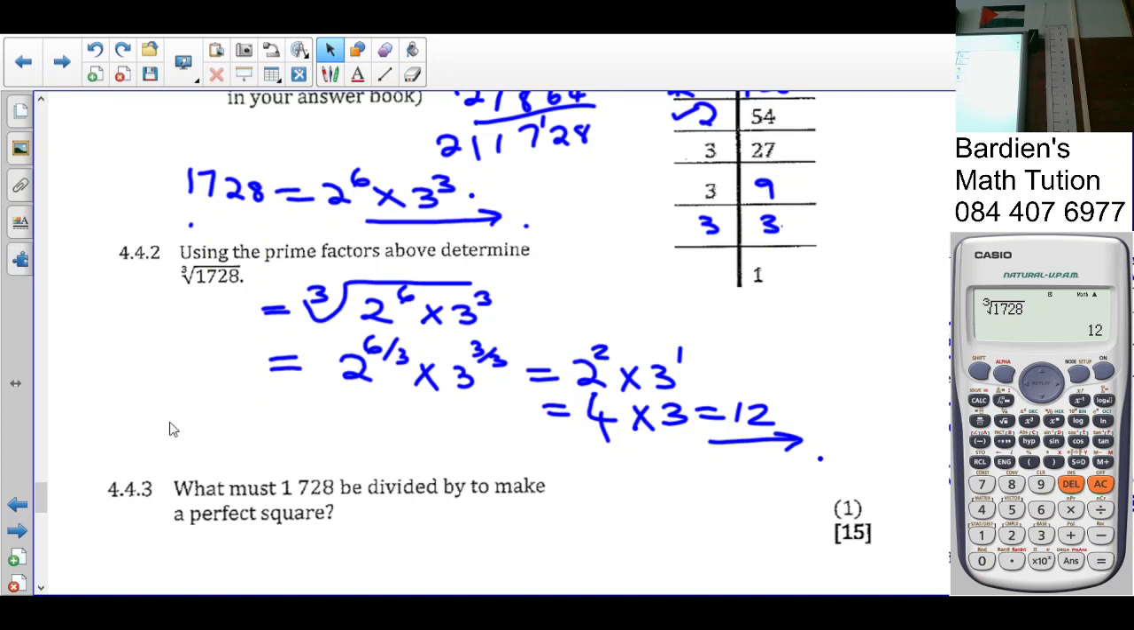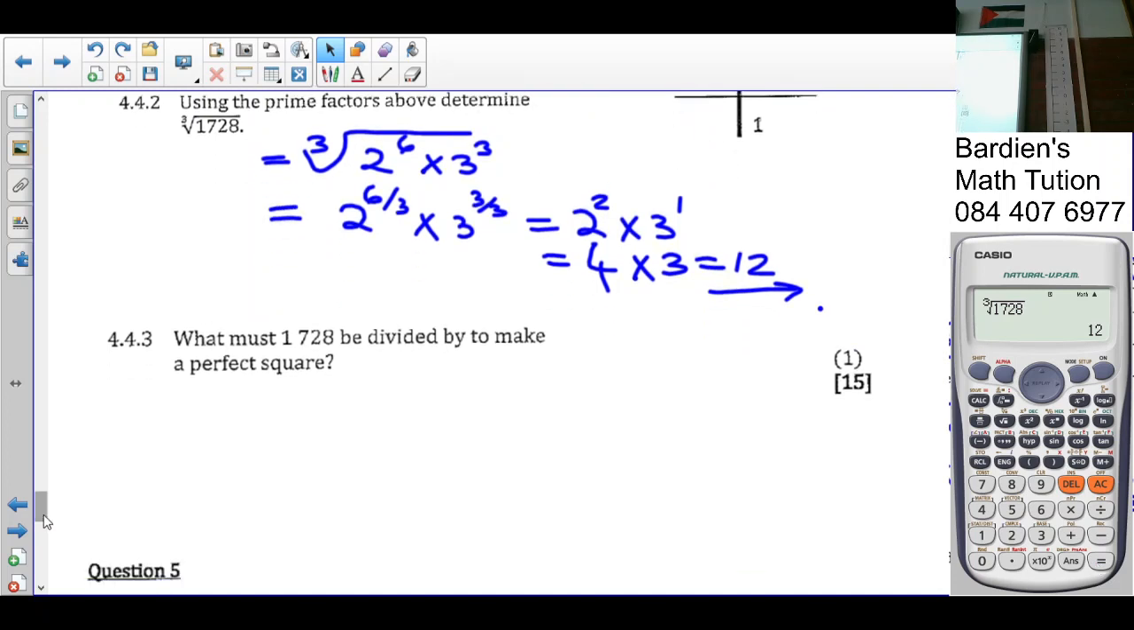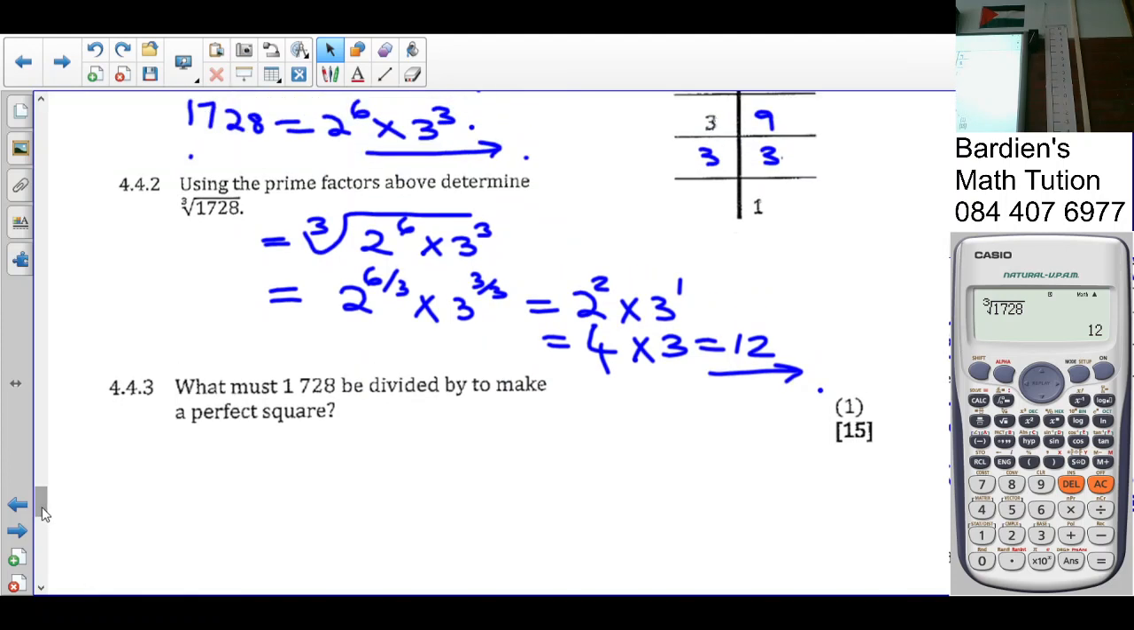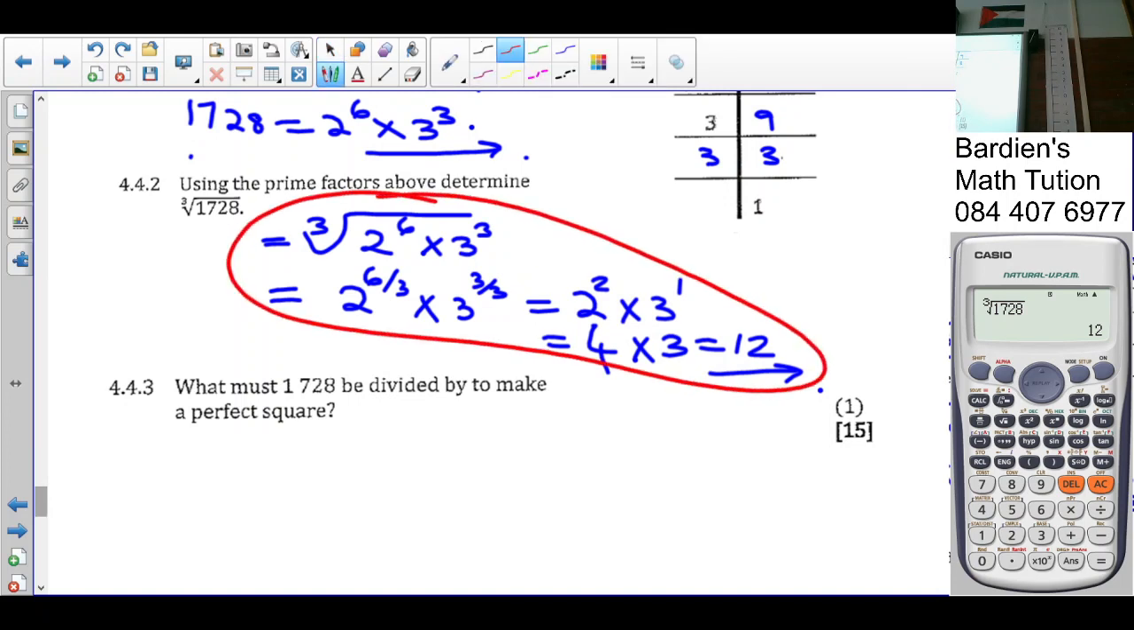Understand? Yes, sir. And the last question here with regards to question 4, it said, what must 1728 be divided by to make a perfect square? People, is this not a perfect square? No. This is a perfect cube. What makes it a perfect cube?